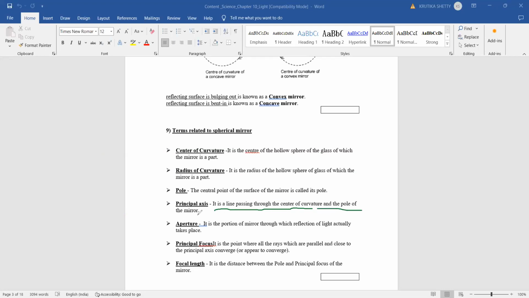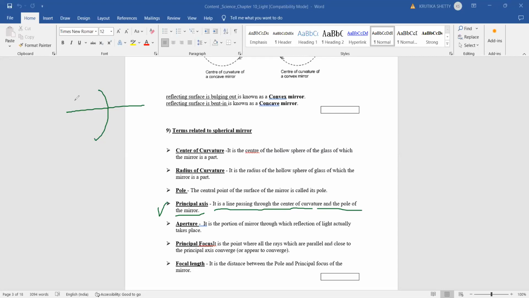Why is it named principal? It is the central line, so it is named the principal axis. Principal means the main one. Named as the principal axis. Okay. The spelling is different, so you can observe the spelling.